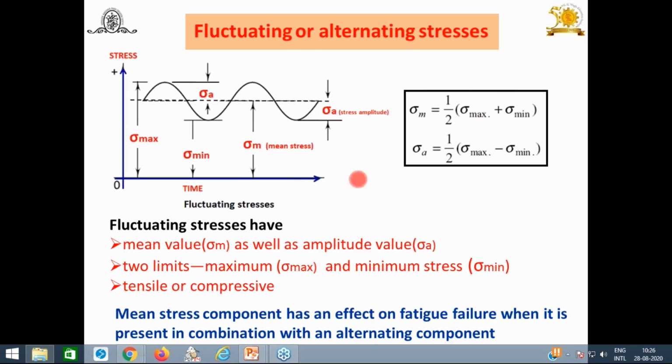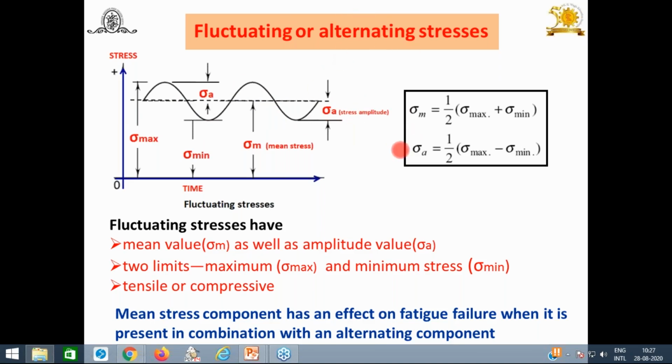Look at this diagram. On the x-axis is time, on the y-axis is stress. This is sigma max, this is sigma mean, the mean stress line. From the x-axis you get sigma max, and this is sigma mean. This is the mean stress line, and this is the amplitude stress. How to find it? The component is subjected to maximum stress and it varies down to the minimum. In one cycle you get sigma max, sigma mean, and in another cycle it is going to vary. That's why the name fluctuating or alternating is given.